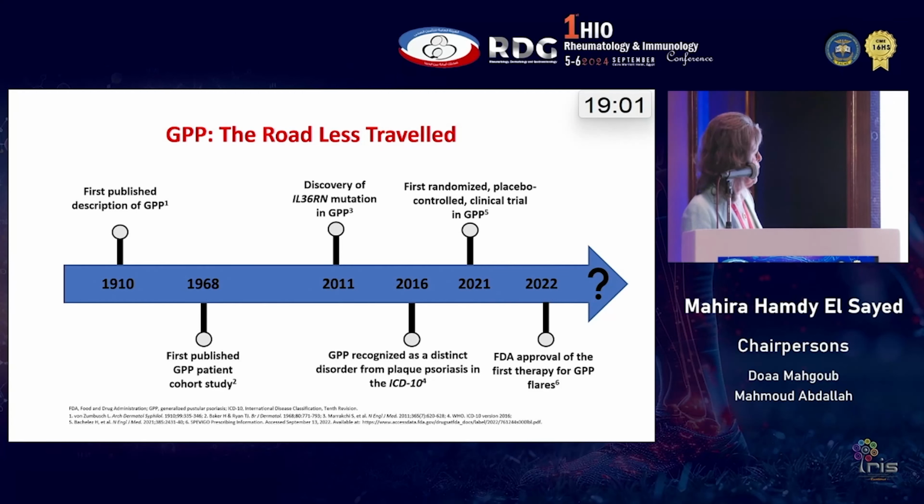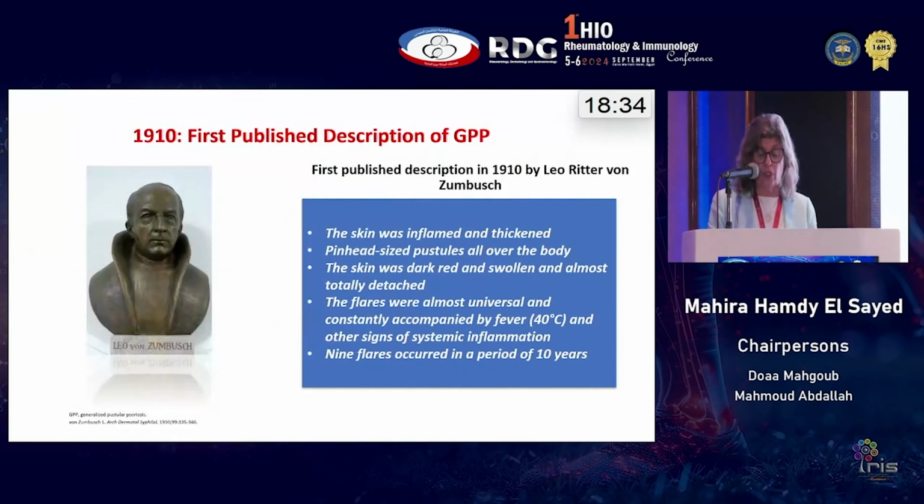And then for a very long time, nobody was looking at GPP. In 2011, the group in Tunisia and France by Professor Marakshi and Professor Hervé Bachelet, they discovered the interleukin-36 RM mutation. And from then on, I think that the trials started to get in, and GPP was recognized as a distinct disorder from plaque psoriasis, and the first FDA-approved therapy for GPP was admitted.